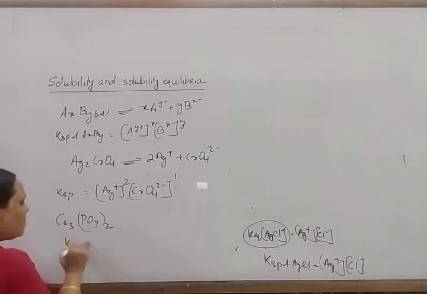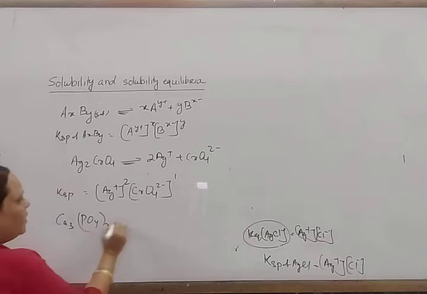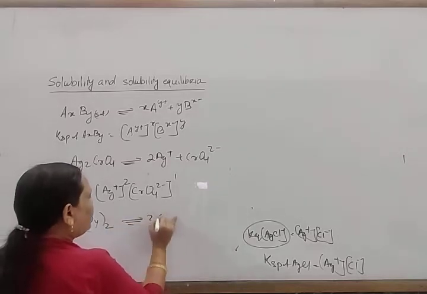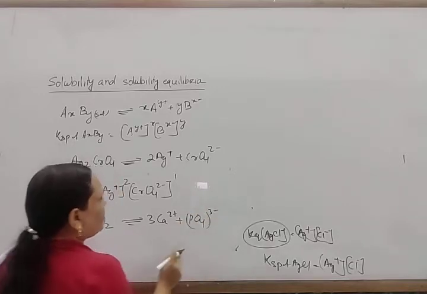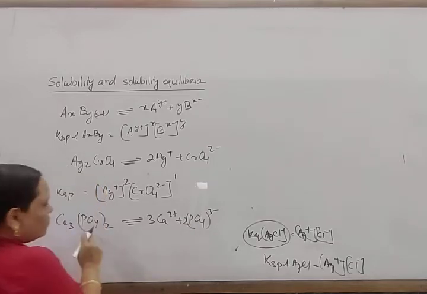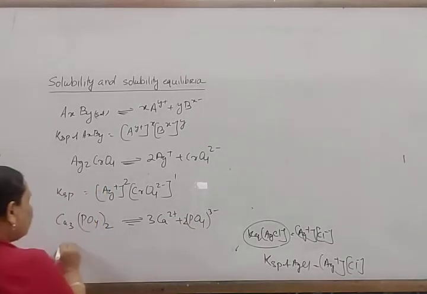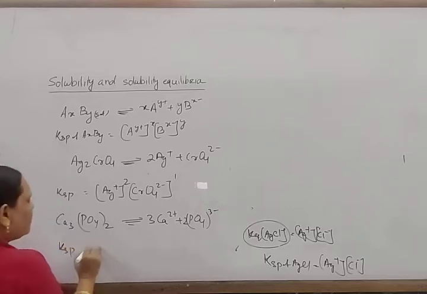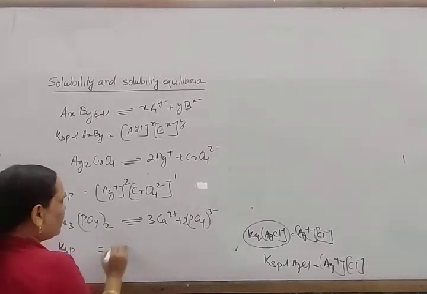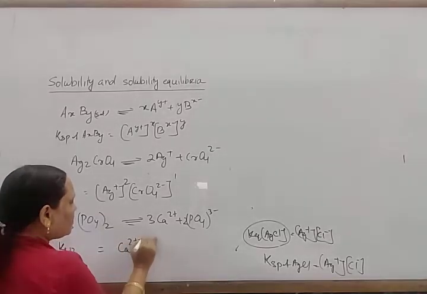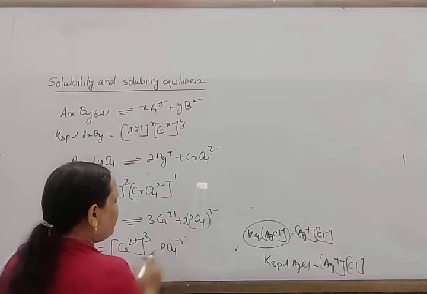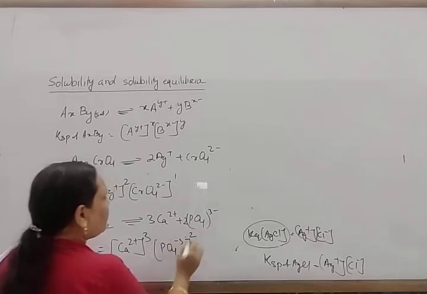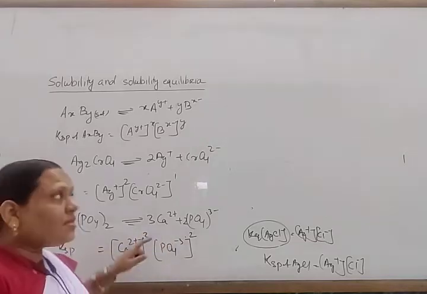Suppose another salt is given, calcium phosphate, Ca3(PO4)2. What is the solubility product of this? This dissociates as 3Ca2 plus and 2PO4 3 minus. So the solubility product of this salt is equal to Ca2 plus concentration to the power 3 and phosphate ion PO4 3 minus concentration to the power 2.